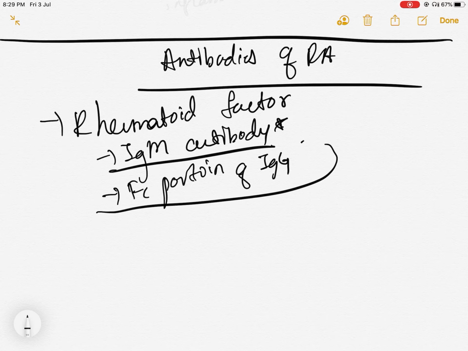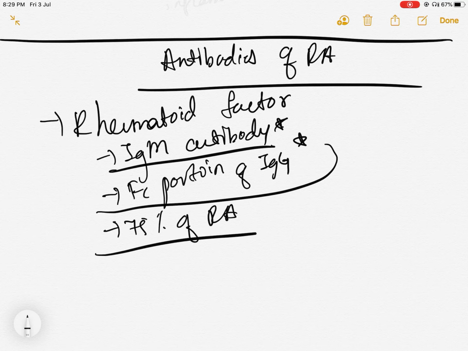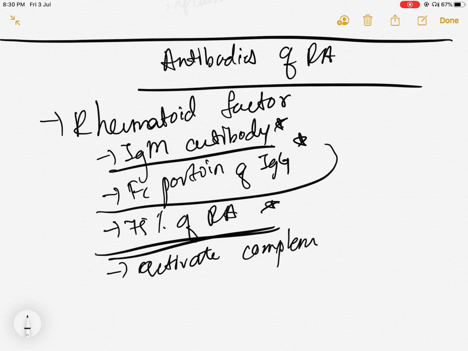These two points are important. It is an IgM antibody produced against the Fc portion. It is present in 75% of RA patients. So what this rheumatoid factor does is that it goes and binds to IgG. This is one mechanism. Second, it can directly attach to the fibrin or filaggrin and activate complement, which causes activation of the membrane attack complex and inflammation.